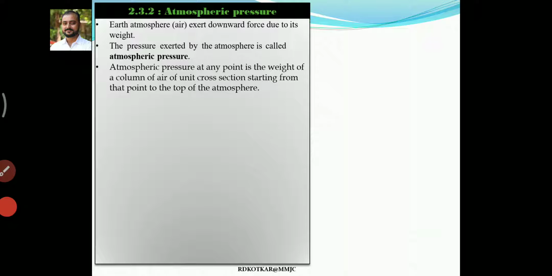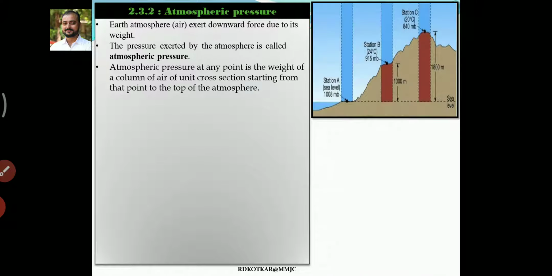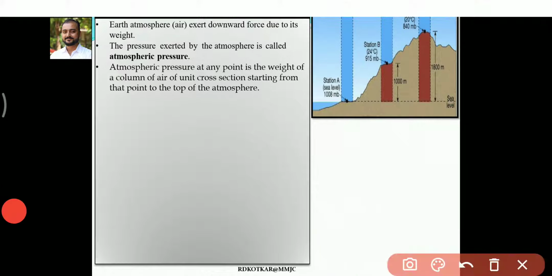Then, atmospheric pressure at any point is the weight of the column of air of unit cross section starting from that point to the top of the atmosphere. For example, let me consider that this is sea level, and here this is a mountain. In this case, at sea level you will observe that much more pressure is exerted.